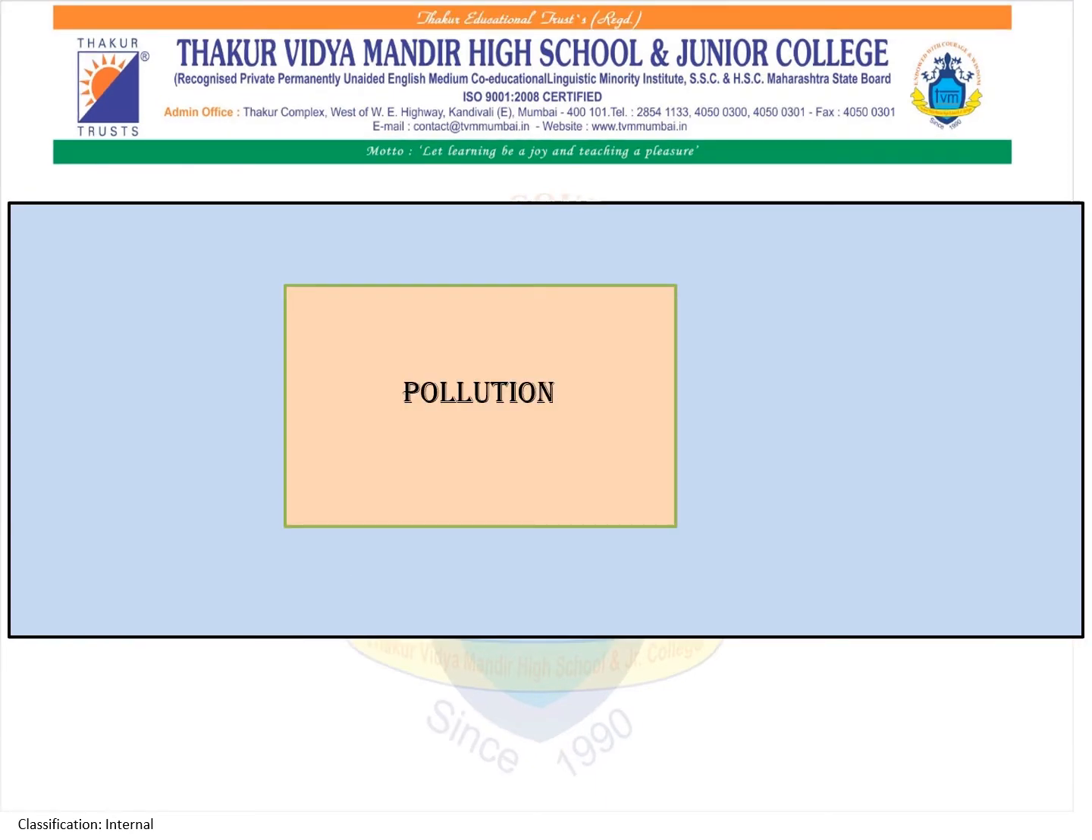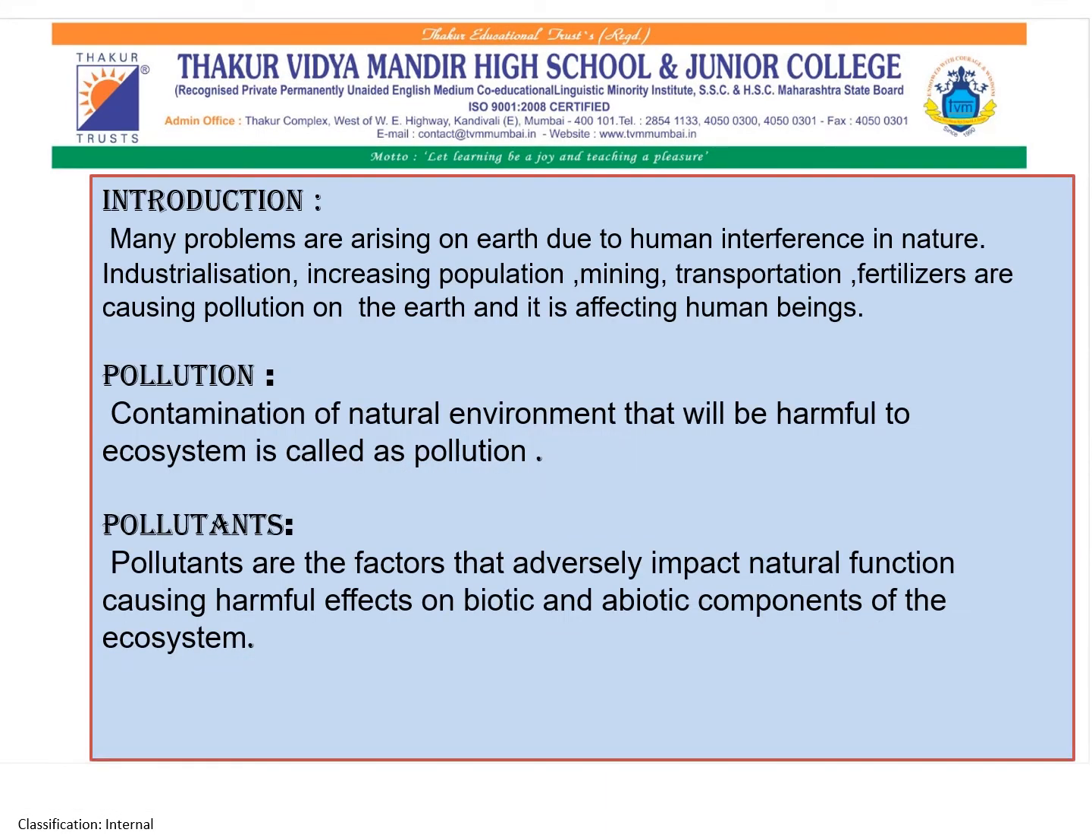Today we are going to study about pollution. Now, how exactly is pollution being caused on the earth? There are generally many problems arising on the earth due to human interference, for example, industrialization, increase in population, mining, transportation, and fertilizers. And indeed, it is affecting human beings.